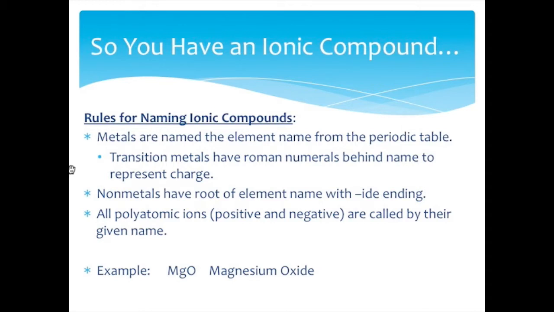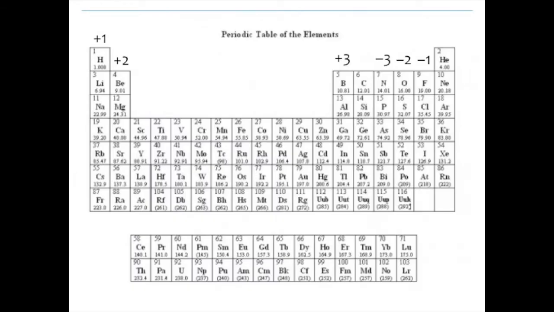Let's do another example, FeS. Well, the first step is to name your metal, and we pull that name straight from the periodic table. Fe is the elemental symbol for iron. Next, we need to determine if it is a transition metal. Well, looking at the periodic table, iron, number 26, is located right here in the heart of the D block elements, meaning that yes, it is a transition metal. What does that mean for us? Well, that means that we must throw some parentheses and some Roman numerals behind the name iron.